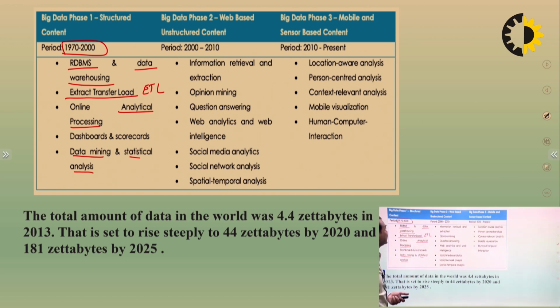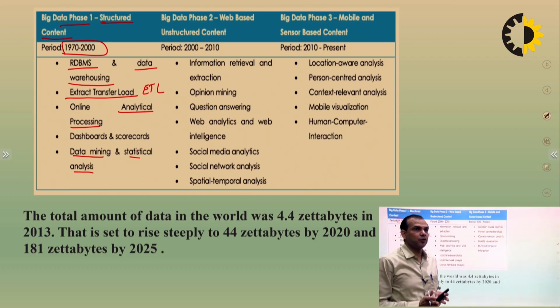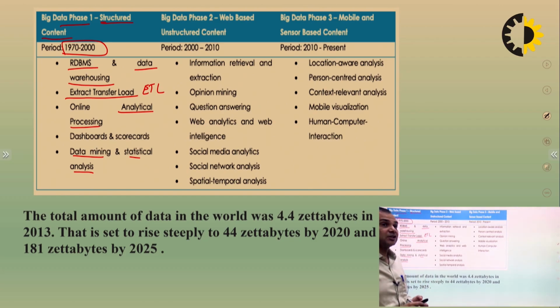Means in the period of 1970 to 2000, we are using only a similar type of data. In phase 1, we are using structured data, meaning all of the data are in a proper format. As we discussed here, on Facebook someone adds an image or photo, someone adds videos, someone comments on that video or some photos. So there are different types of data. But in the previous phase, phase 1, 70 to 2000, they are using the similar type of data, the structured data, and it is very limited.